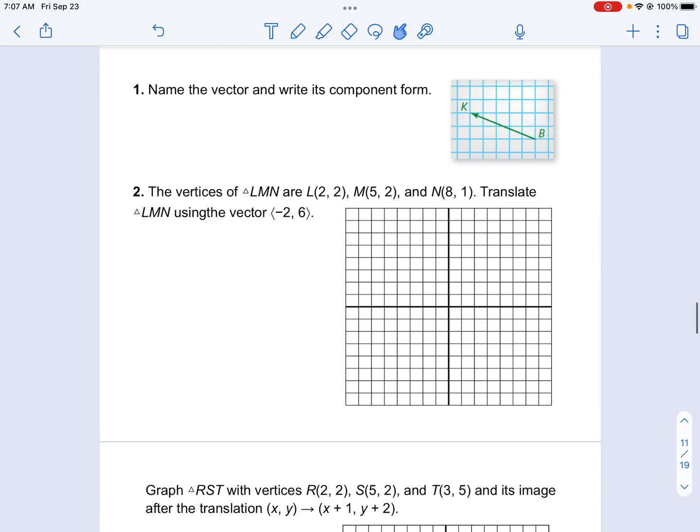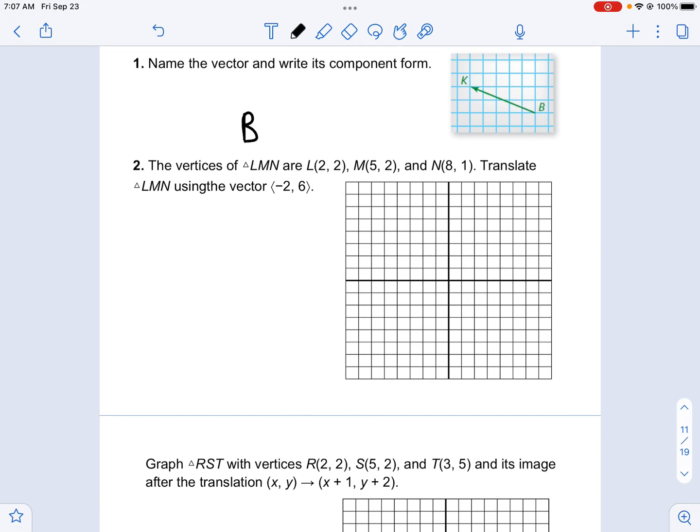All right, let's take a look at this. So our vector name was BK. Looks like it's left 1, 2, 3, 4, 5, and up 2. So that's negative 5, comma 2. It wants component form, so we're done.